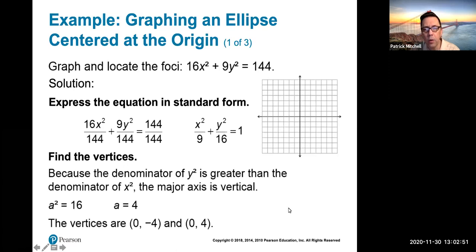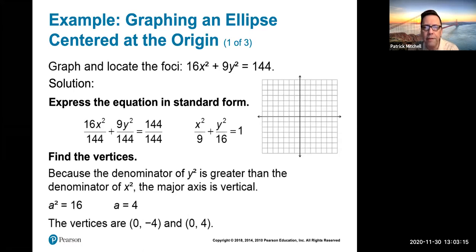All right, so the next step is to find the vertices. Because the denominator of y squared is greater than the denominator of x squared, the major axis is vertical. So a squared is equal to 16, which means a equals 4. And that tells us that the vertices are (0, -4) and (0, 4).